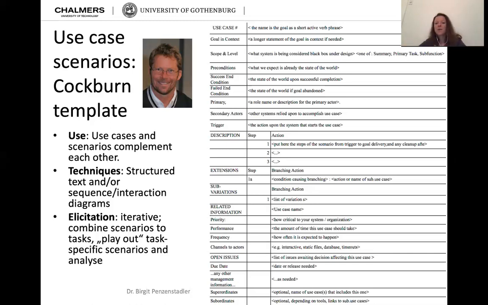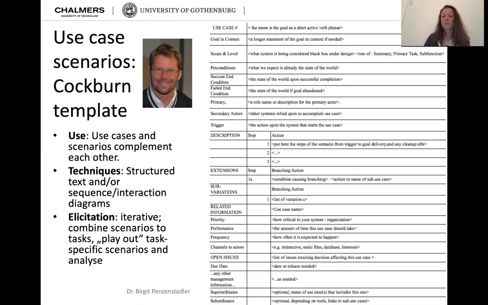Okay. And then there could be some further related information. And that is fairly open what that might be. So any other use case that might be helpful to relate to something that is in a very close context with this one, where they may influence each other, that might be helpful to note down here. And then there's a priority. How critical is this use case to your system or organization?